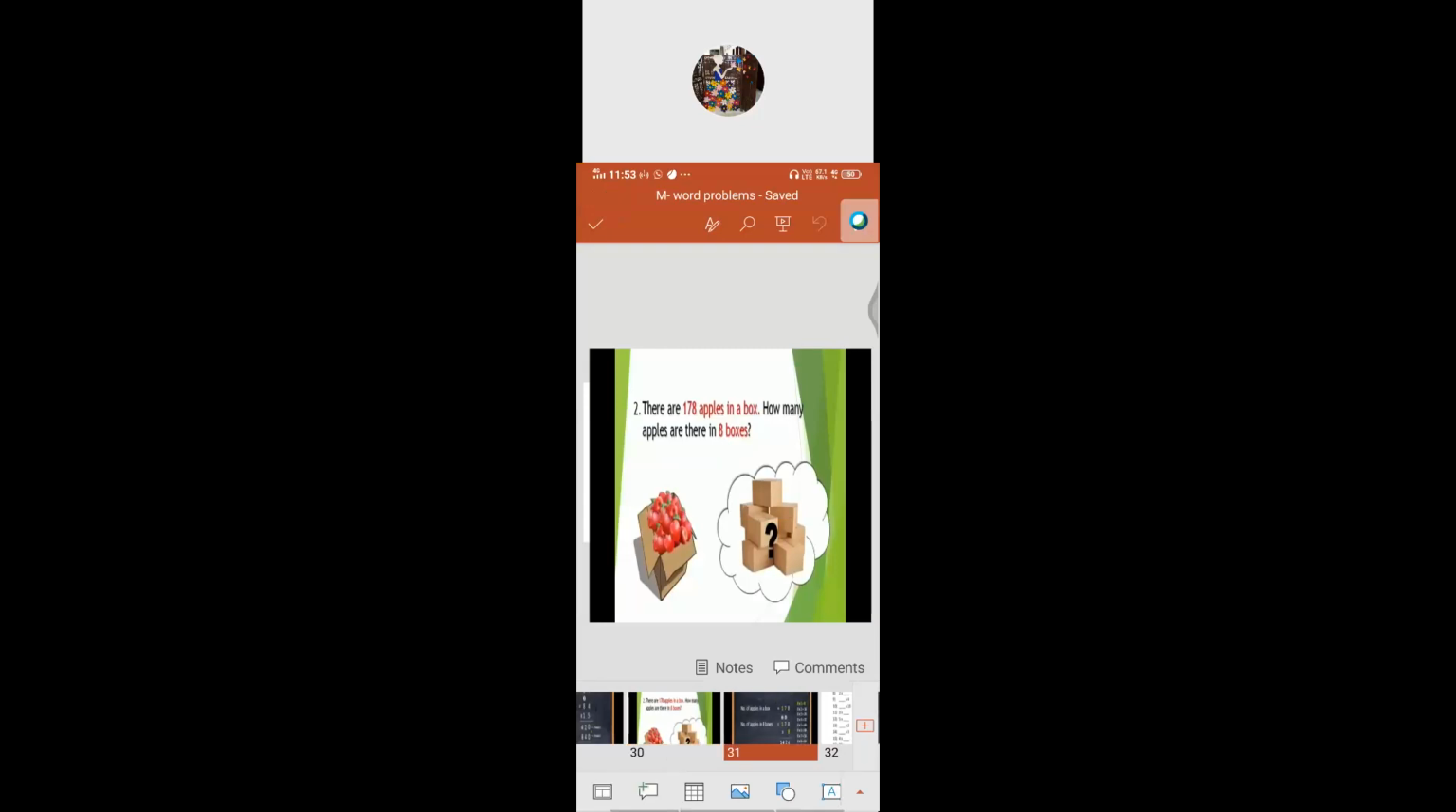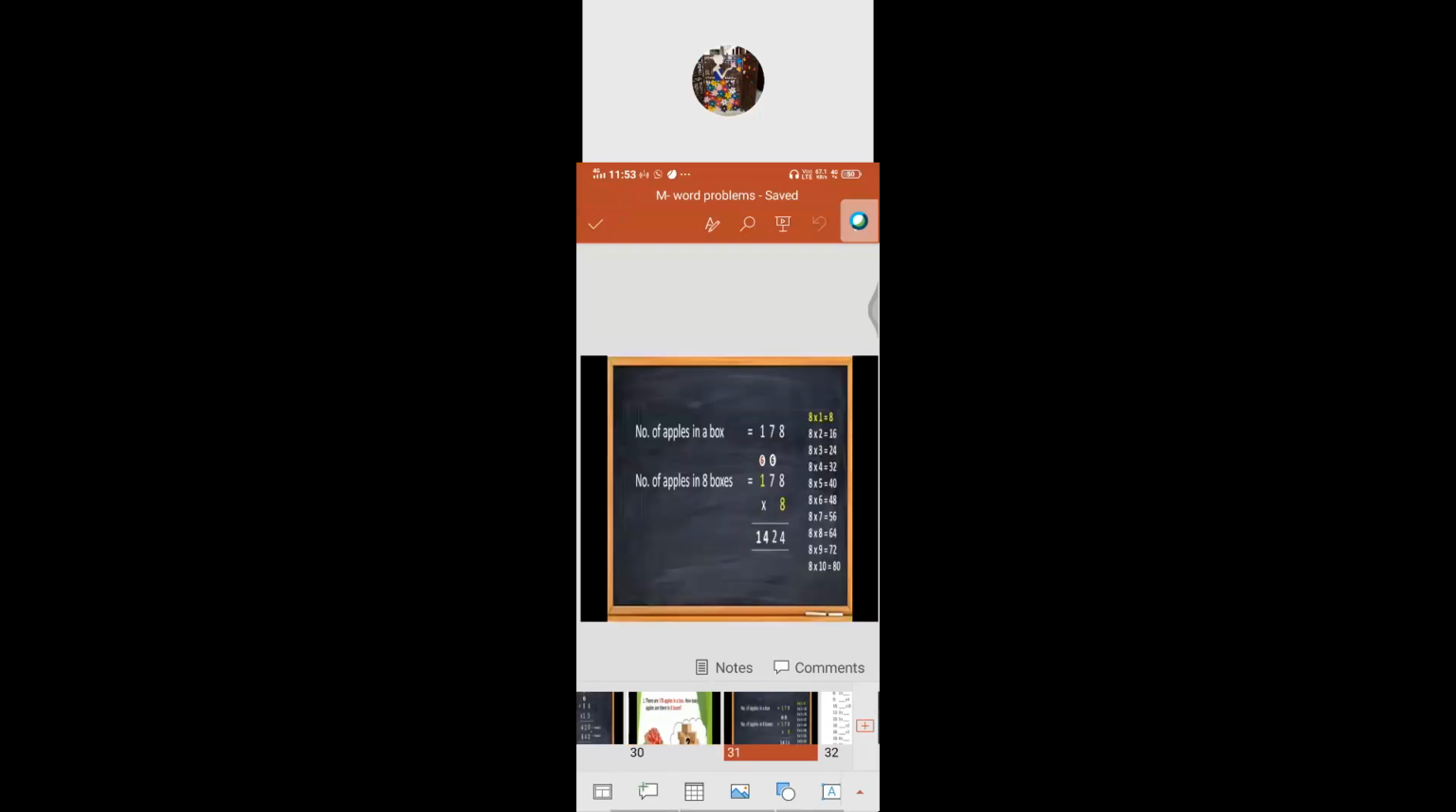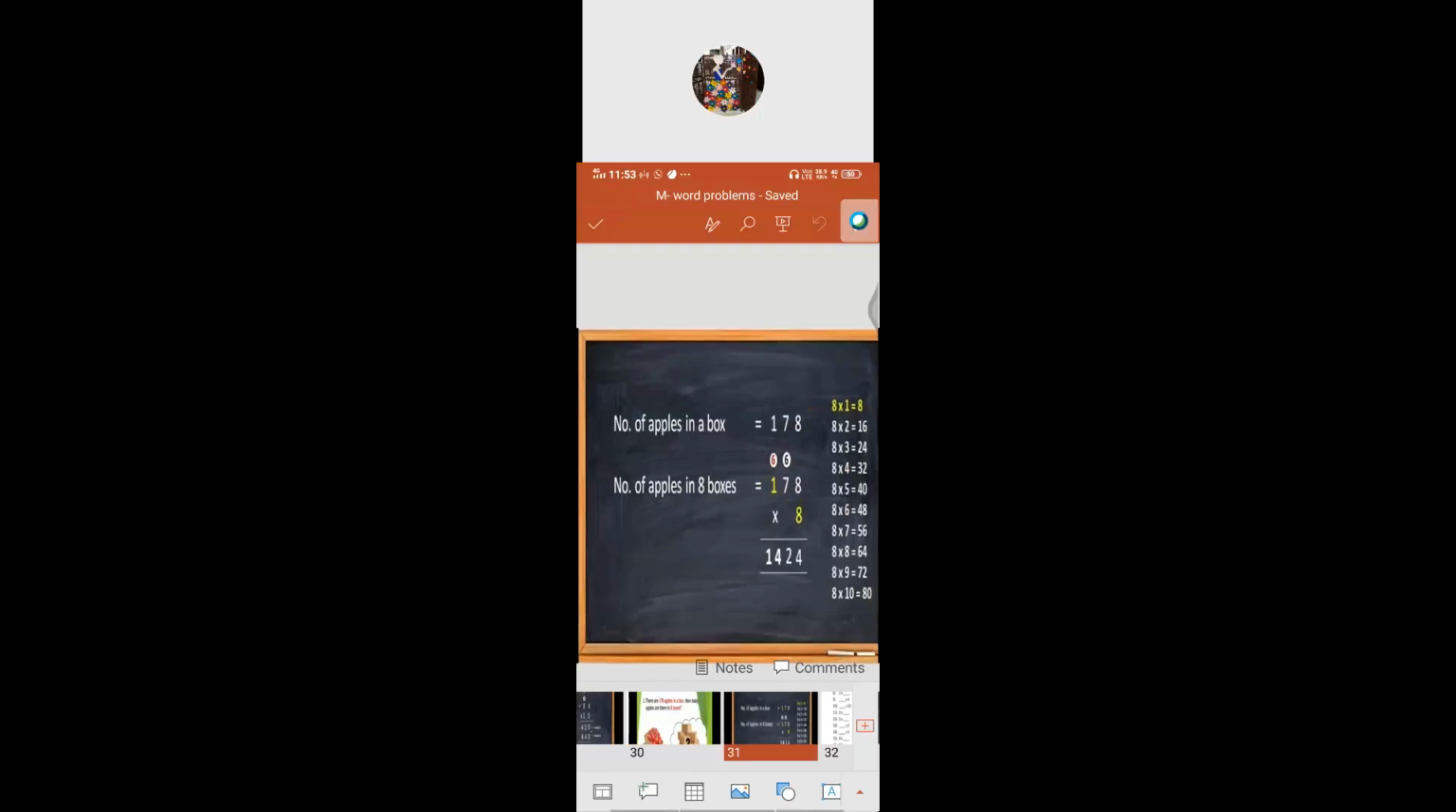So how will you begin the statement? Number of apples in a box, that means 178. So number of apples in 8 boxes. If you see the difference, number of apples in a box means only one box they asked. That is the singular form. If you come for number of apples in 8 boxes, many more, that means plural form they asked. So without fail, you have to mention that also, 8 boxes.